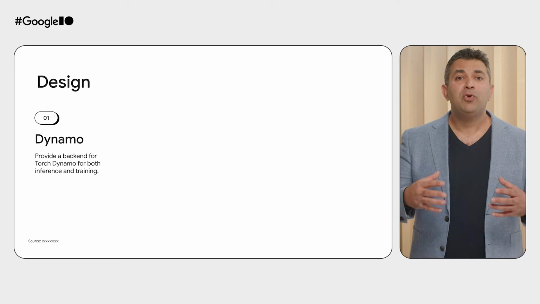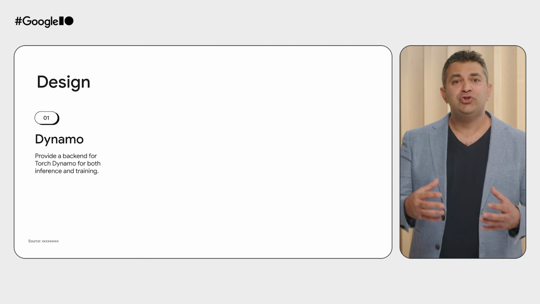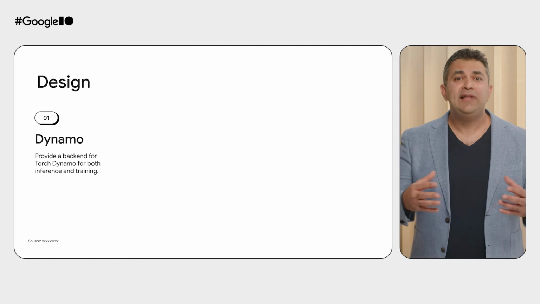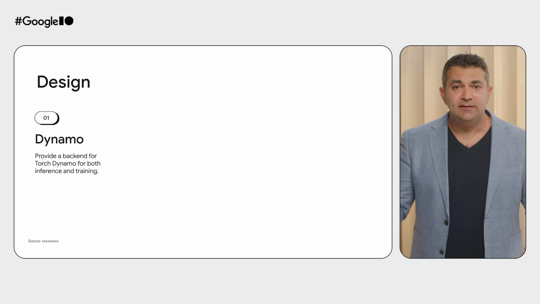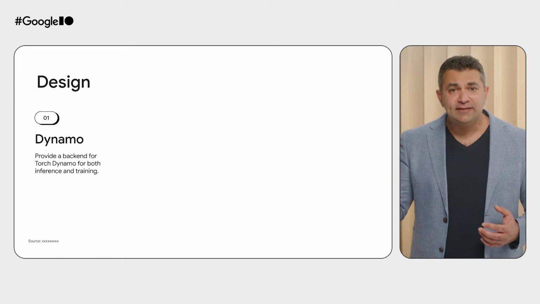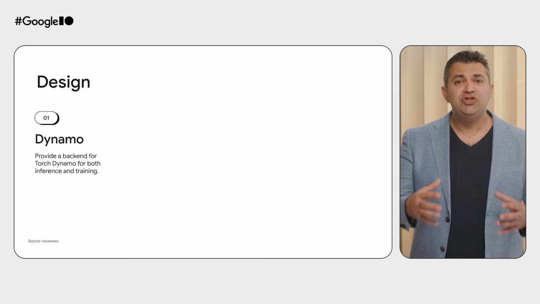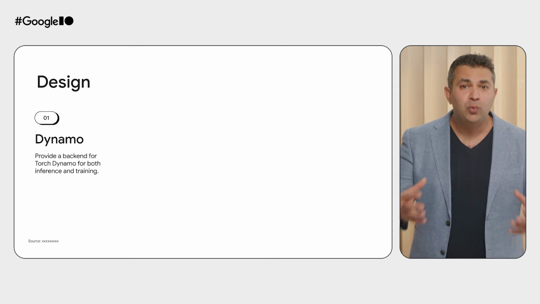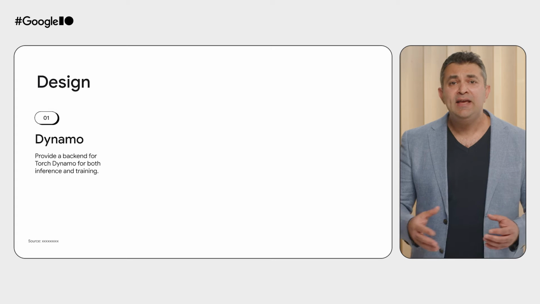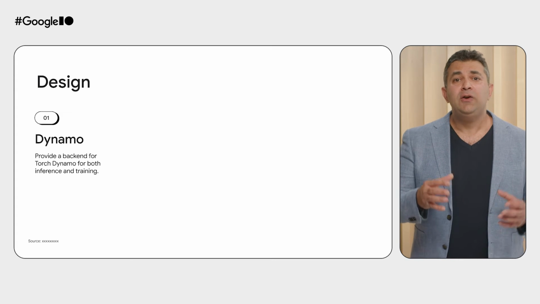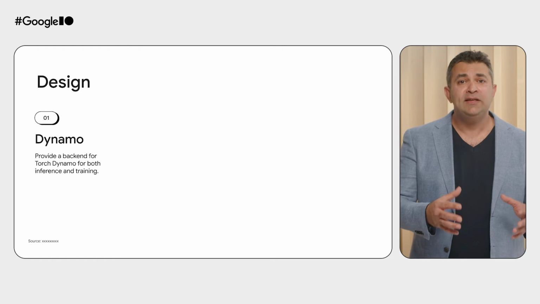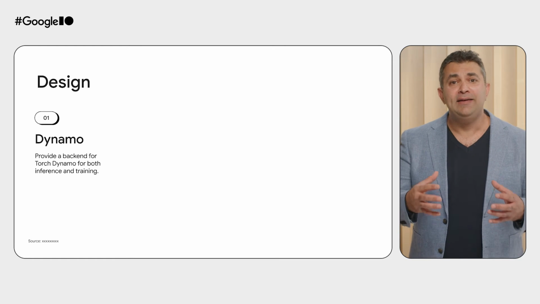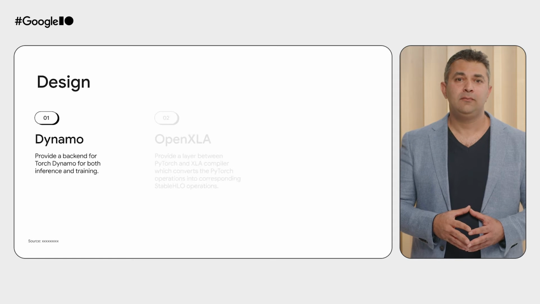PyTorch XLA provides a backend for Torch Dynamo. The flexible architecture of PyTorch 2 allows various backends, such as Inductor and XLA, to provide compilation capabilities for a PyTorch workload. This means that with minimal code change, you can utilize different backends which may have different characteristics in how they compile and execute your model.